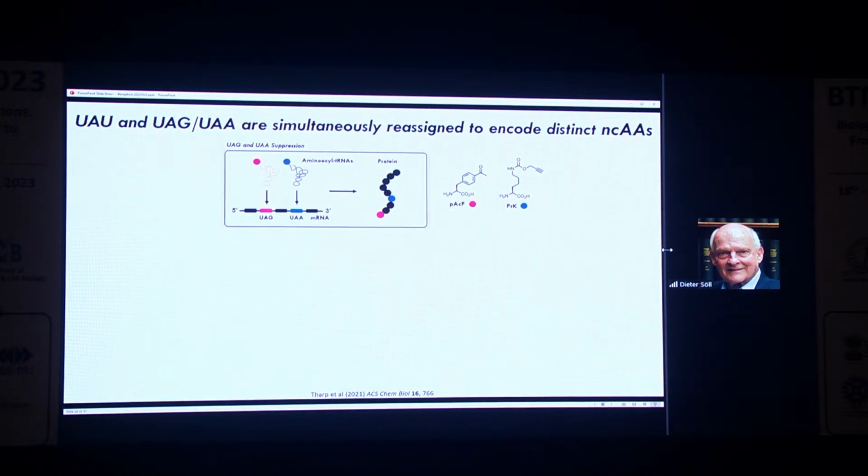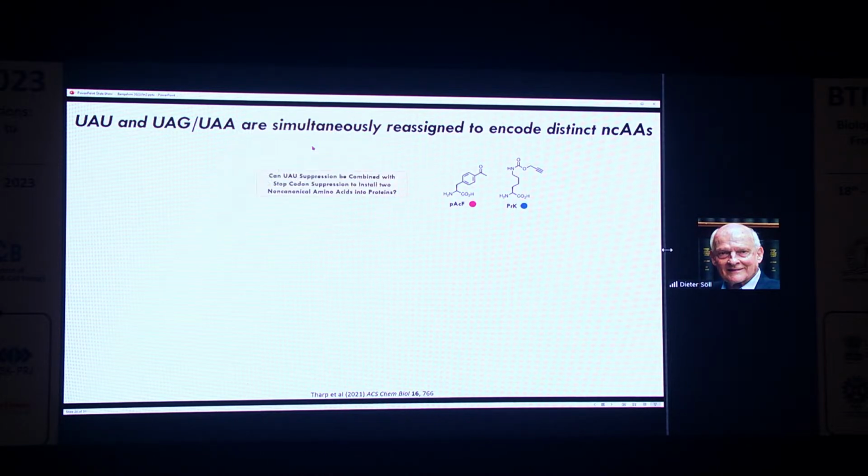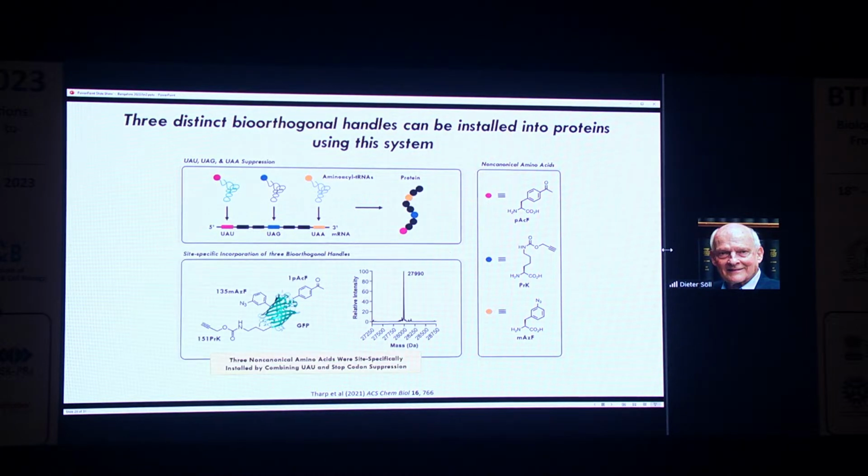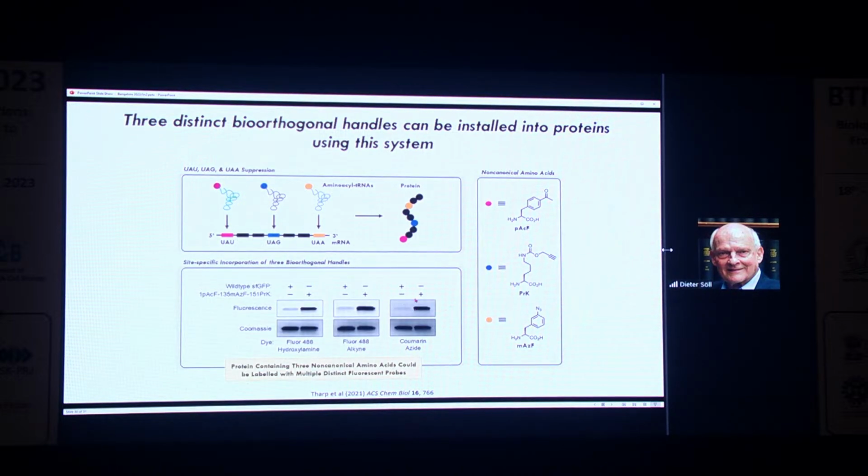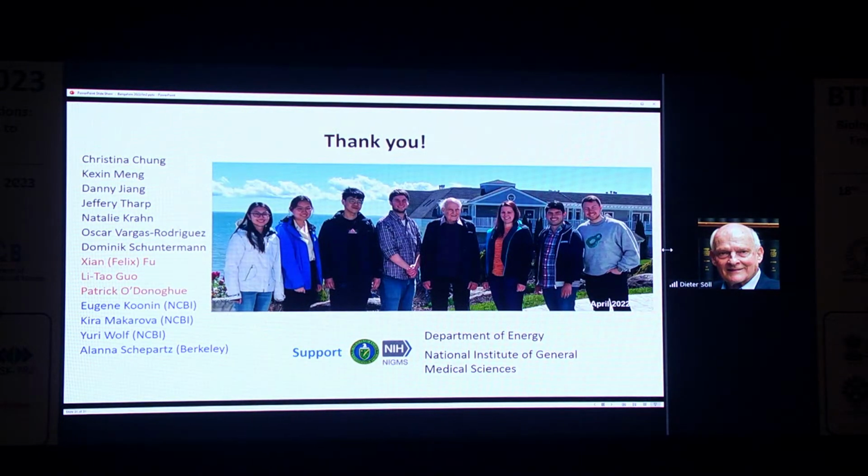And the last point then is, we can really take UAG and UAA suppression to put eventually 3 distinct bioorthogonal handles into a protein using the system. So we could put in for UAU, for UAG and UAA different amino acids that can be recognized by fluorescent probes. So this came out of the system.